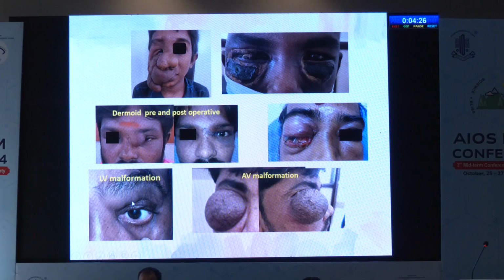This was a 30-year-old lady who had come to us for recurrent swellings of the upper eyelid, which increased on Valsalva. So here it turned out to be a lymphovenous malformation, and so we had advised her sclerotherapy. And this was another patient who was referred to us from an outside center as an AV malformation who had already undergone partial embolization.